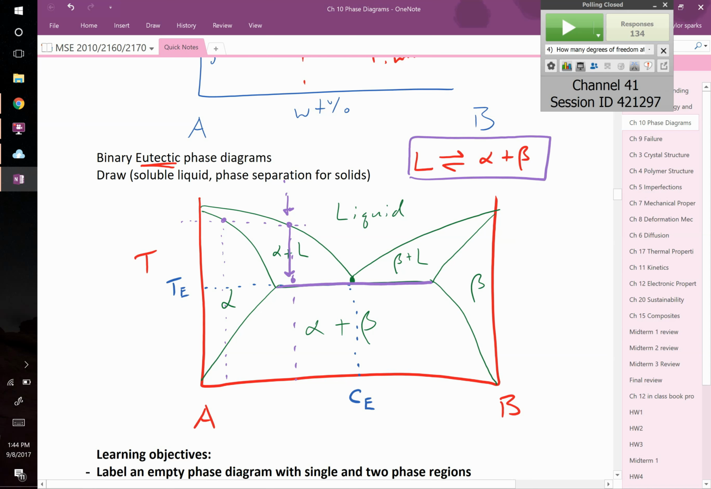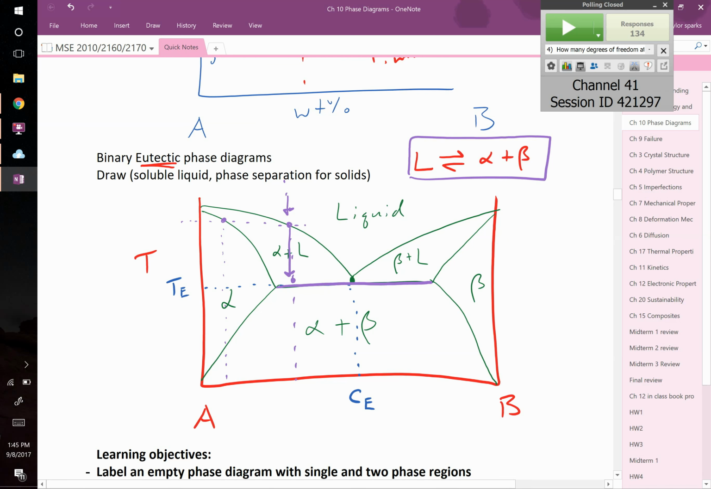Any liquid that's left over, be it a little bit or a lot, right? At the eutectic point, it's all liquid, and it all simultaneously converts. And near these edges, it's actually not very much liquid left. But as soon as you cross that purple line there, any liquid you have left undergoes the eutectic reaction. You get two solids. We'll answer a couple questions.